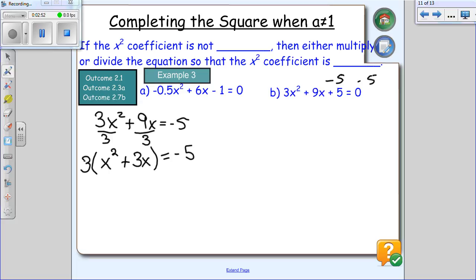Now, yesterday, I dropped the ball and didn't tell you to divide that 3. We want to divide that 3 for both sides, because it's not attached to an x anymore. And all things that aren't attached to x's, we want on the other side of the equation. So we're going to divide both sides by 3 so that that 3 ends up on the other side.